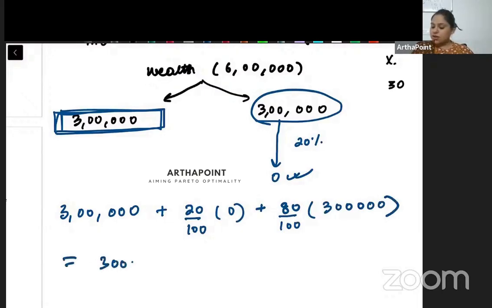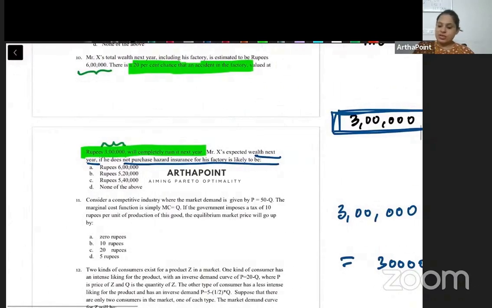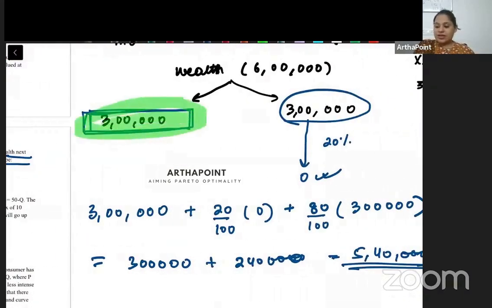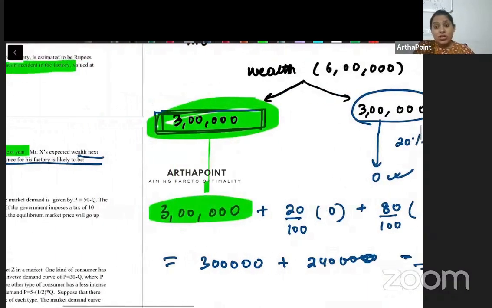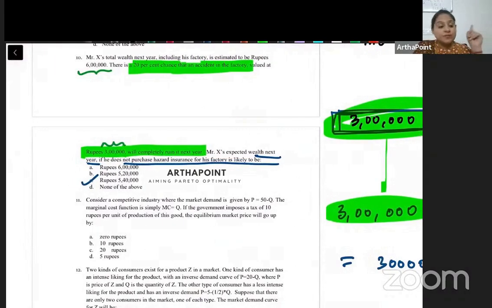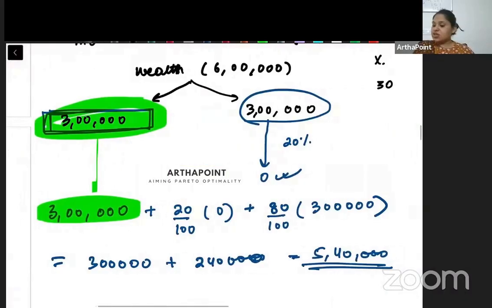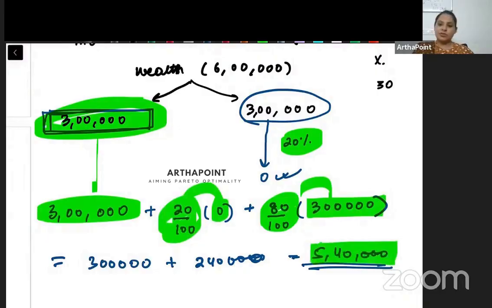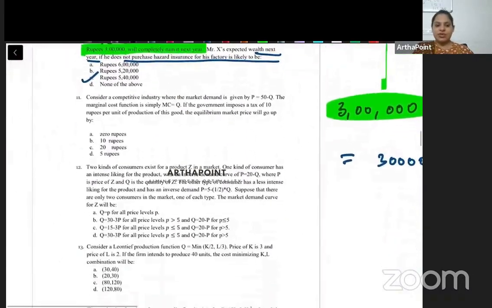So this will give me 3 lakh plus 2,40,000, which is 5,40,000. So the answer to this question will be C. I hope this is clear. The first 3 lakhs is completely intact. It's like cash. It only talks about the remaining 3 lakhs. It only talks about the factory that I have. 20% chance it will be ruined and 80% chance it will be the same. So with 80%, I will have 3 lakhs intact. And with 20%, it will become 0. You just add that and you get 5,40,000. Okay, come to the next question.